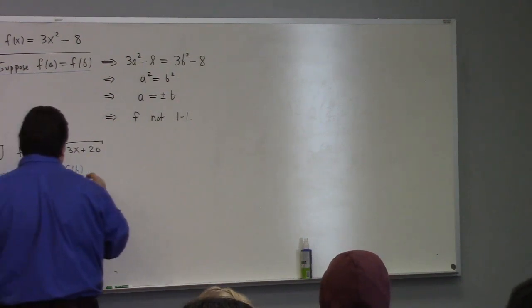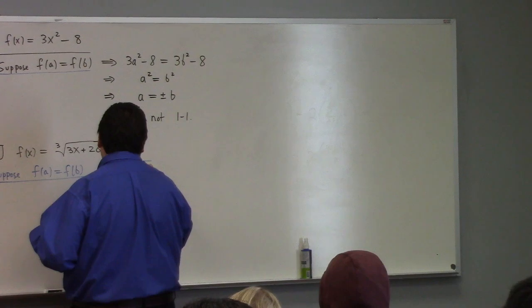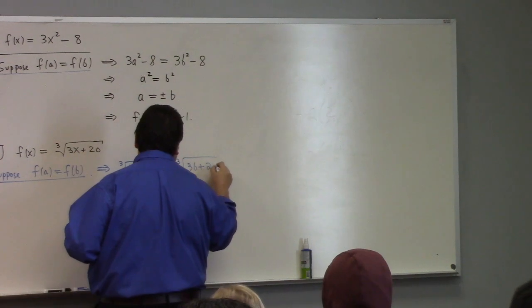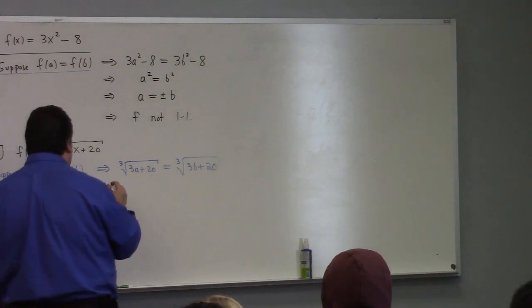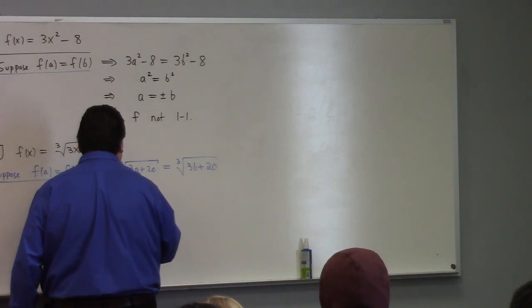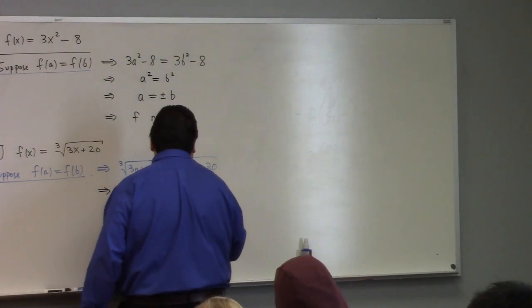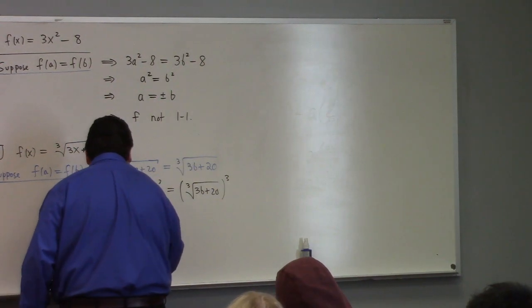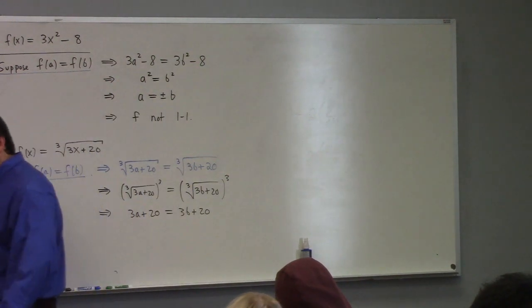So we begin with suppose f of a is equal to f of b. And that here tells me that the cube root of 3a plus 20 is equal to the cube root of 3b plus 20. Wonderful. What's the natural enemy of the cube root? Yeah, the third power, the cube. So this gives us that the cube root of 3a plus 20, cubed, is equal to the cube root of 3b plus 20, cubed, which of course gives us that 3a plus 20 is equal to 3b plus 20. All right, and then what?